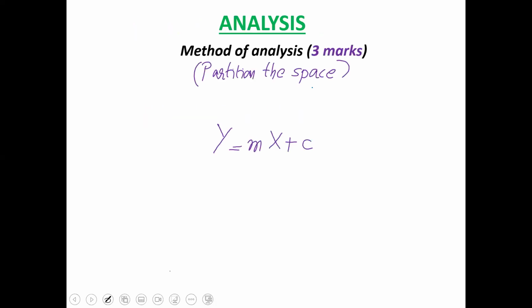Now give a side heading analysis. Analysis is the part where you have to show some derivation. So always partition the space so that lines do not get wasted, because it's a mathematical step thing. So please now give the heading analysis. Do not write partition the space, or any other instruction.